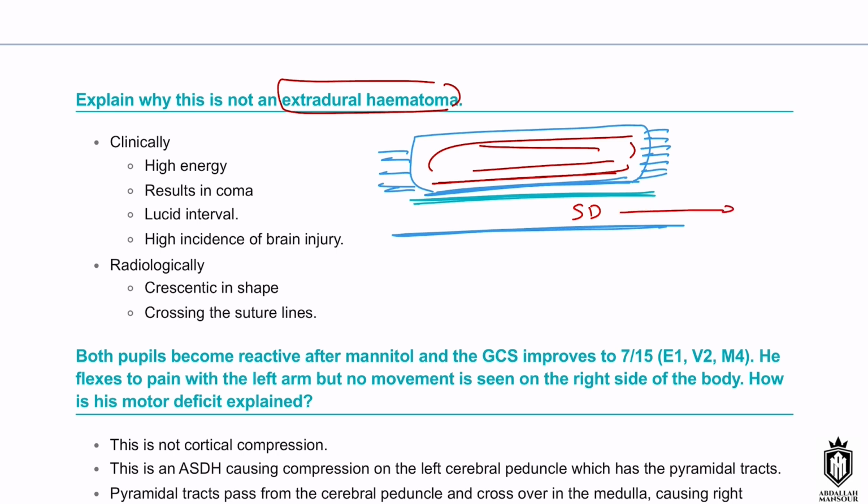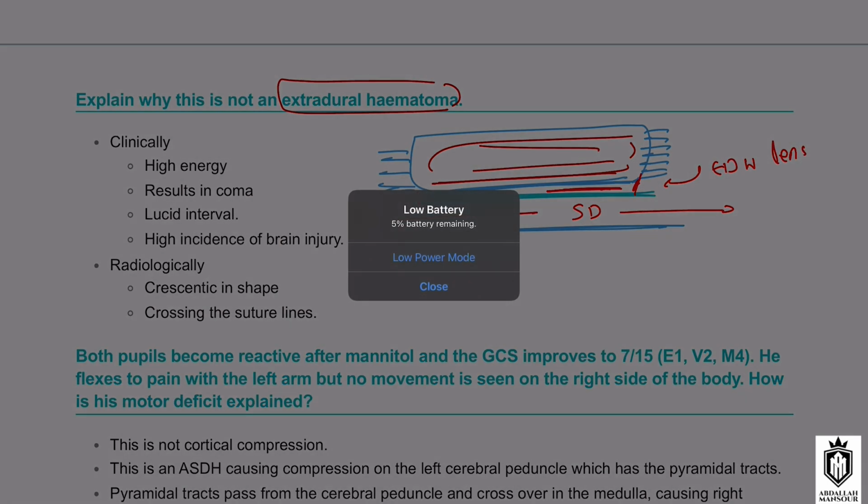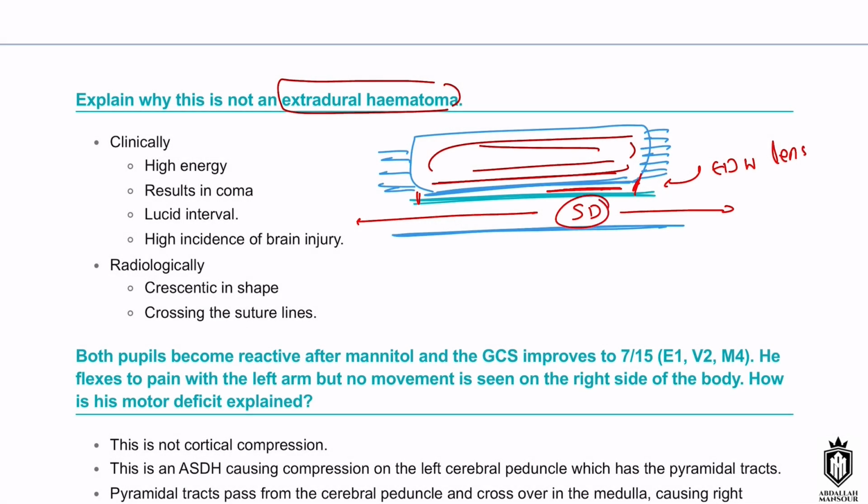Obviously, if you have a hematoma here, it will easily cross the suture line, but if you have a hematoma here, it will never cross the suture line. The extradural hematoma will be a lenticular or lens shape, but the subdural hematoma will basically be crescentic in shape on a CT scan.